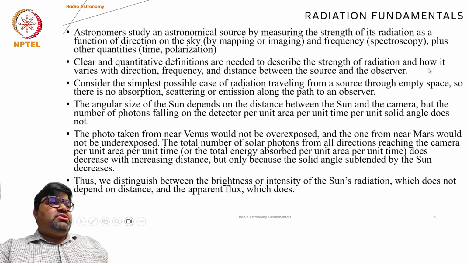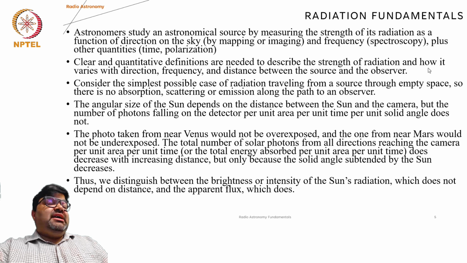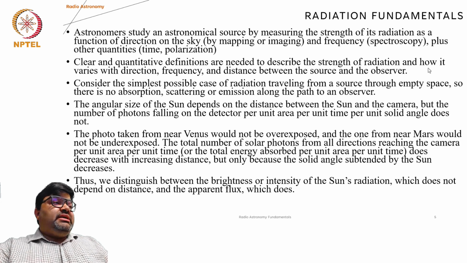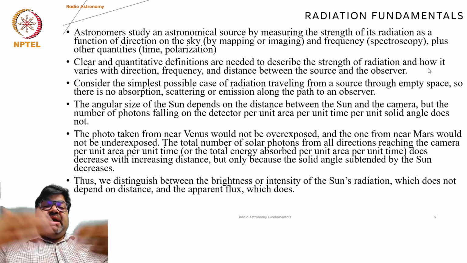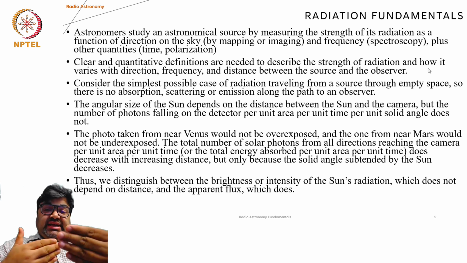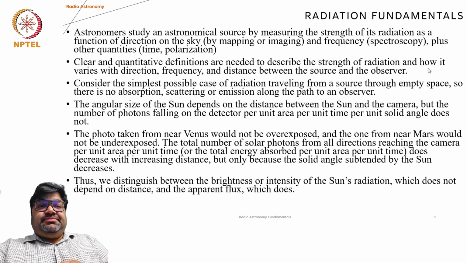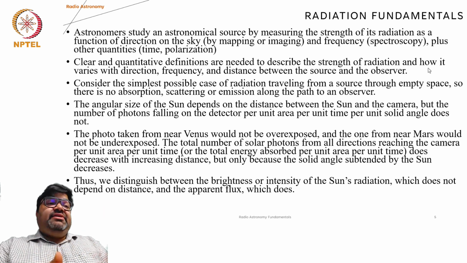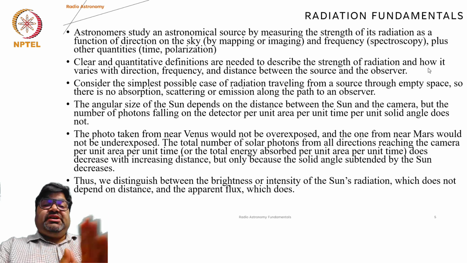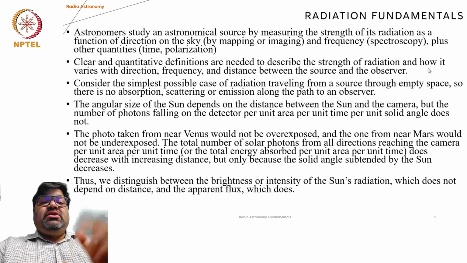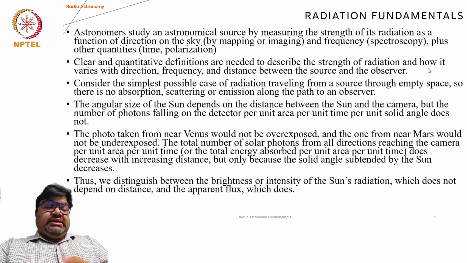Astronomers study an astronomical source by measuring the strength of its radiation as a function of direction in the sky, meaning the spatial location, and frequency. We will come to that later, under spectroscopy, plus other quantities like time and polarization. So depending on what you are doing, you can be just mapping the sky, looking at the image, or you can look as a function of frequency. There things also change. Supposing you have a particular atomic or molecular transition, it will only be detected at a particular frequency. Depending on how far away the source is located, it will appear at a particular frequency.